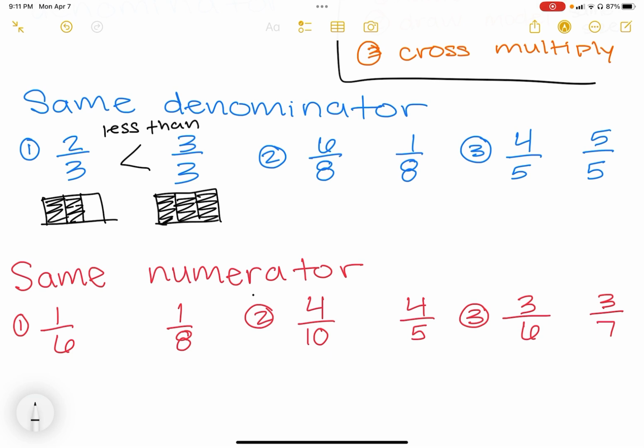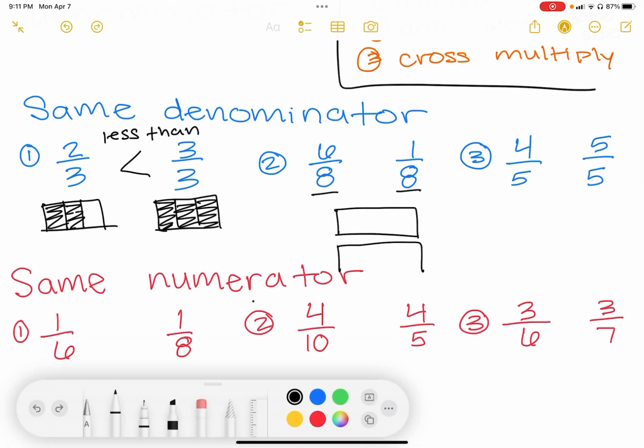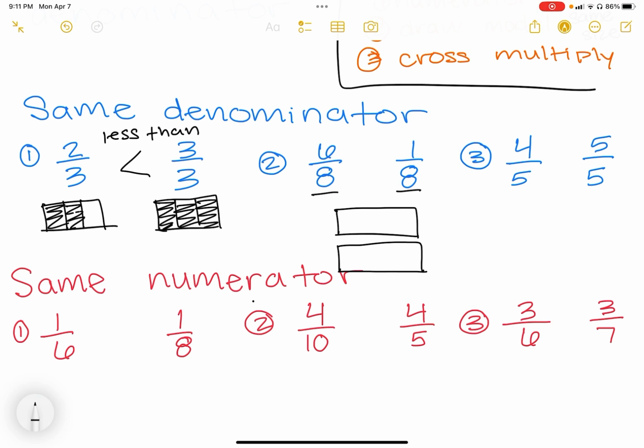Now, I've got 6/8 and 1/8. My denominator is the same, so I know my pieces are the same size. I'm going to draw these models stacked on top of each other. Notice that my wholes are the same size. I'm going to split each one of these models into 8 pieces. Remember, you're human, but do the best you can to make sure you have equal sized pieces.